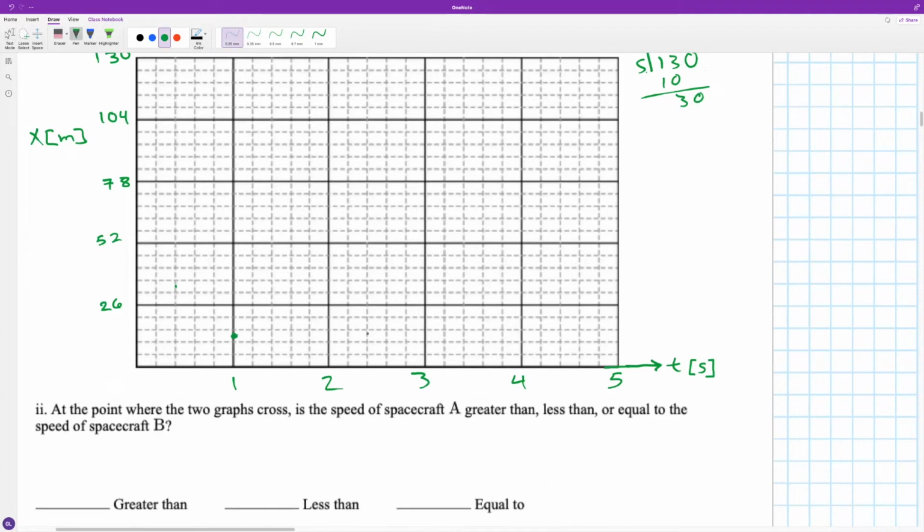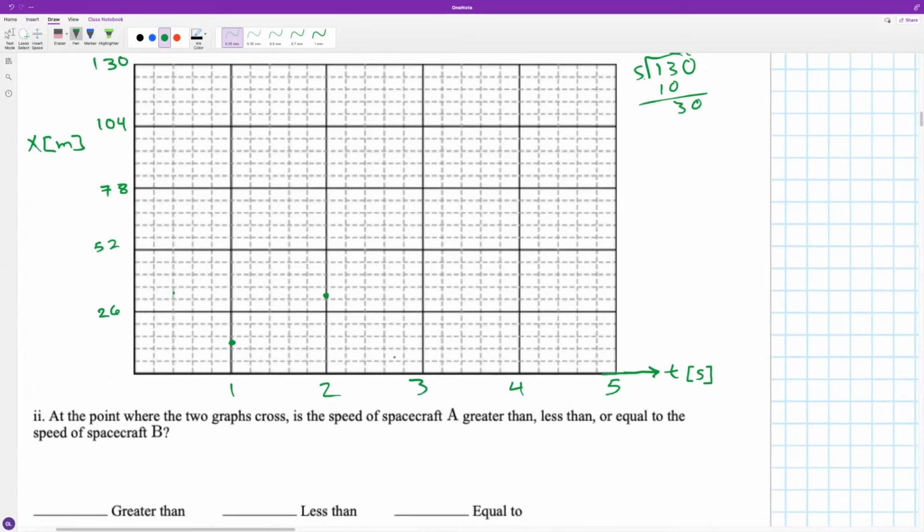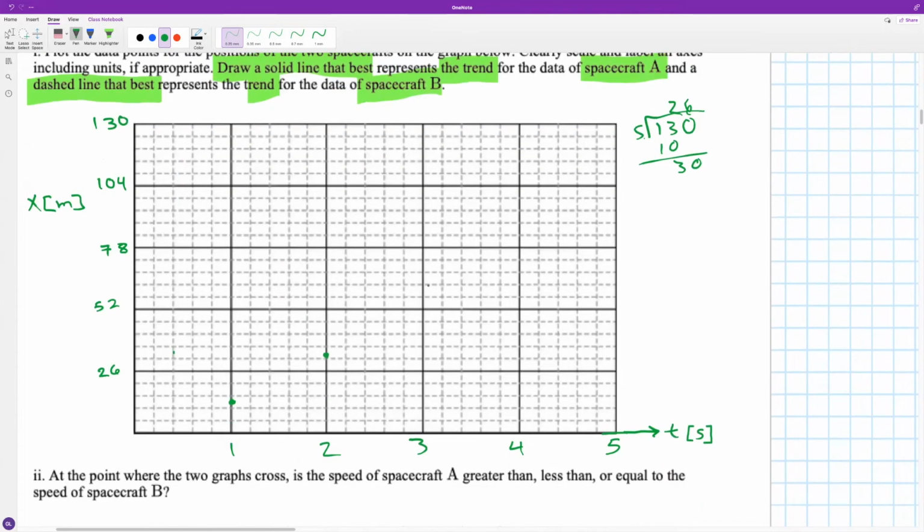At 2 seconds, we're going to be at 33. So that's going to be about right here. For 3 seconds, we're at 47. So take away 5 from 52. Would you look at that? This bad boy is right on the line.